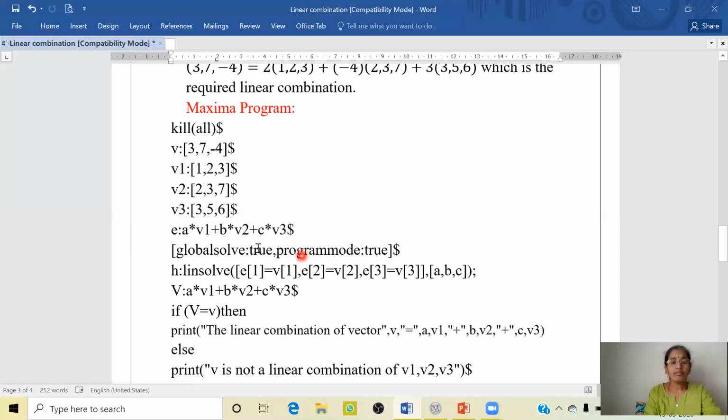That is, the values of all the variables, that is A, B, C, will be given in terms of some constant denoted by %t or %r, whatever it may be. So we are going to use programmode true. In that sense, it is not going to give such indeterminate expressions. Next, we need to solve these three equations as we did in the manual part.